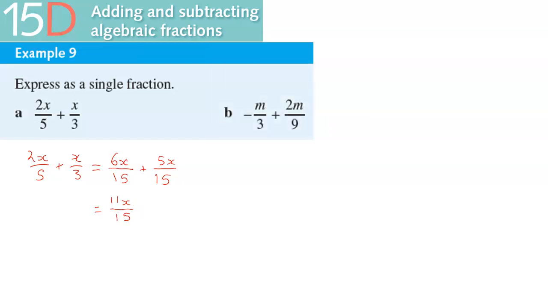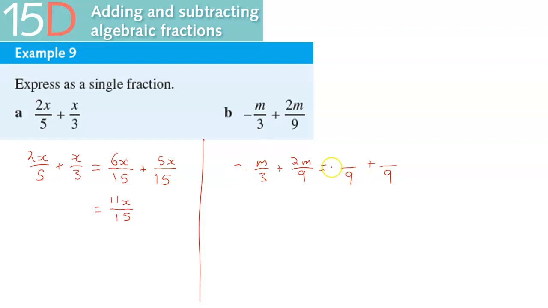Here is a second example. Here we have 3 and 9. Now I could multiply those together to have a common denominator of 27, or I could notice that I can just multiply 3 by 3 to get 9. So my common denominator is going to be 9.